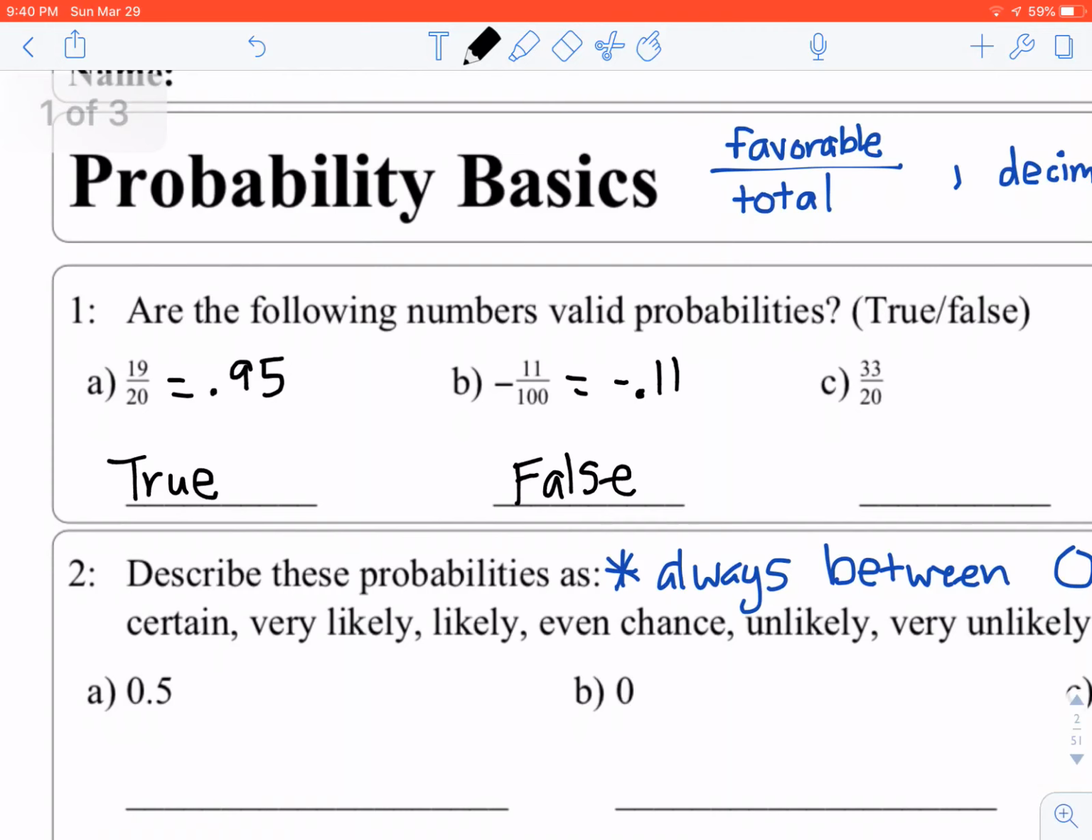Letter C is 33 divided by 20. So type that into your calculator. You're going to get 1.65. So again, you're going to ask yourself, is that between 0 and 1? It is not. So that is false.